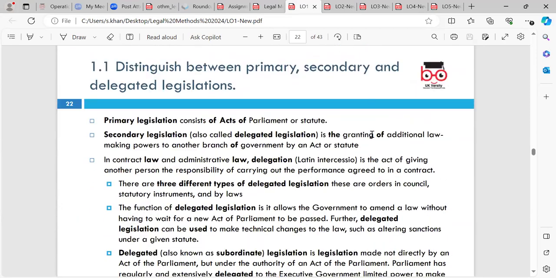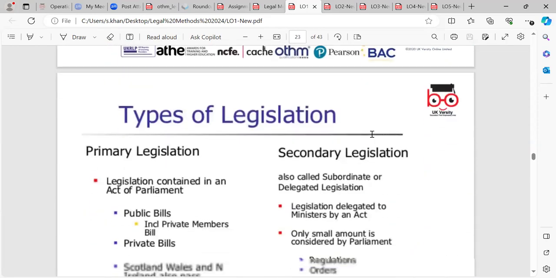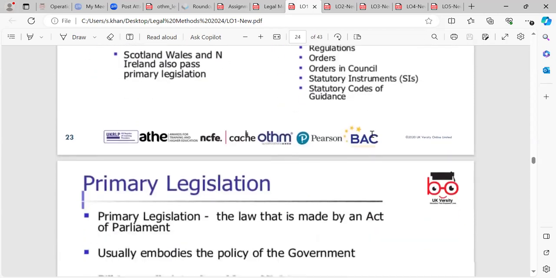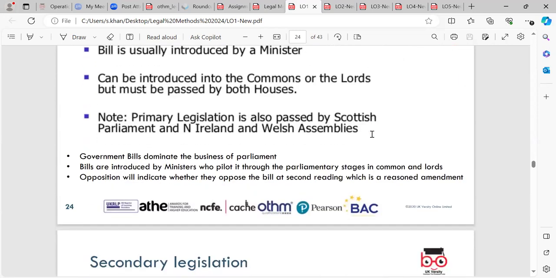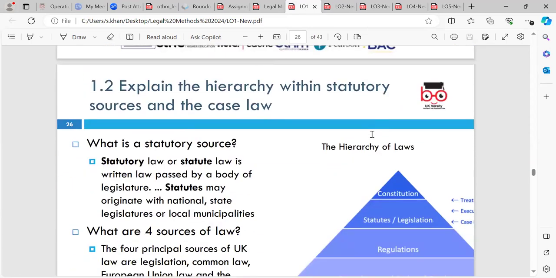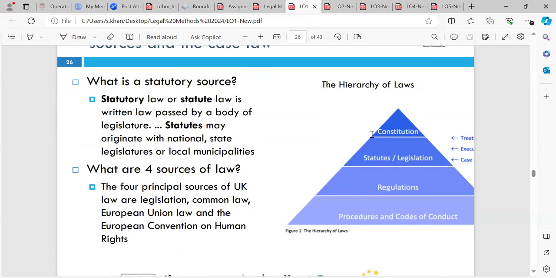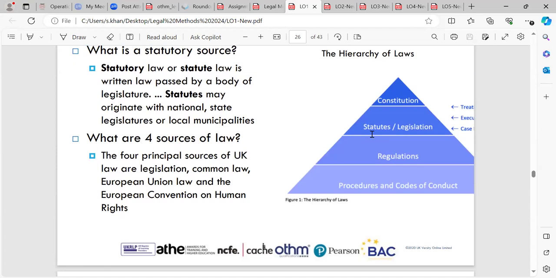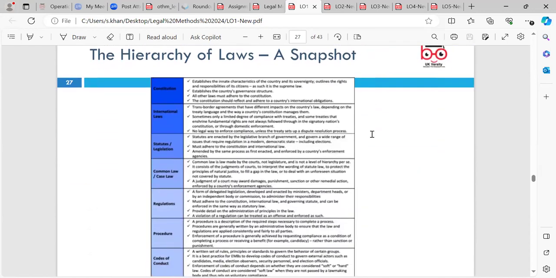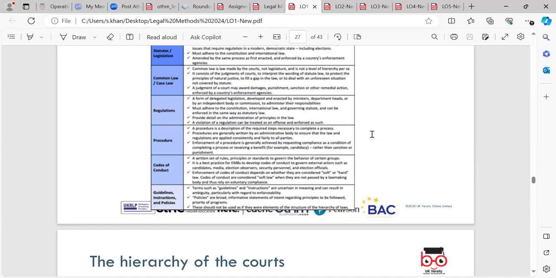We then went on to distinguish 1.1, which was to distinguish between primary, secondary, and delegated legislation. We then went on to the types of legislation: public bills, private bills, and subordinate legislation. We looked at what primary legislation was and secondary legislation. We then looked at 1.2, the hierarchy within statutory sources and case law. We looked at what a statutory source is, and the four types of statutory sources: legislation, common law, European law, and the European Convention on Human Rights, and the hierarchy of laws as well: regulations, procedures, codes of conduct.